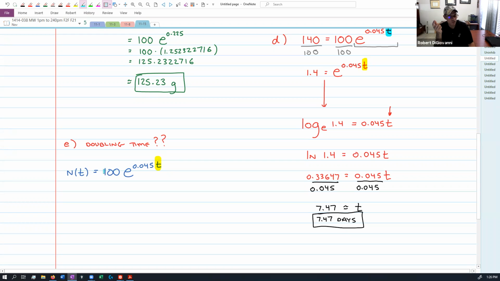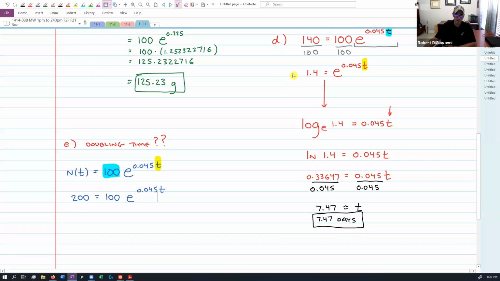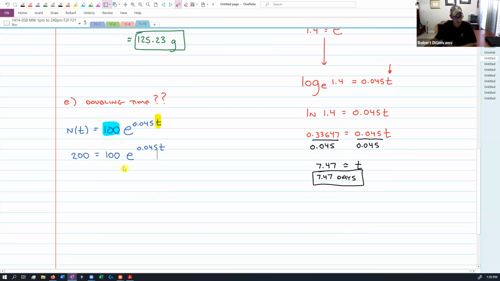We know that the initial amount was 100, right? So if the initial amount was 100, we want to know how long it's going to take for it to become 200. So if we replace the left-hand side of the equation with 200, then we can go about the same procedure we just did on this problem over here. Instead of putting 140, we put 200, and let's just go through the same thing. Divide both sides by 100.